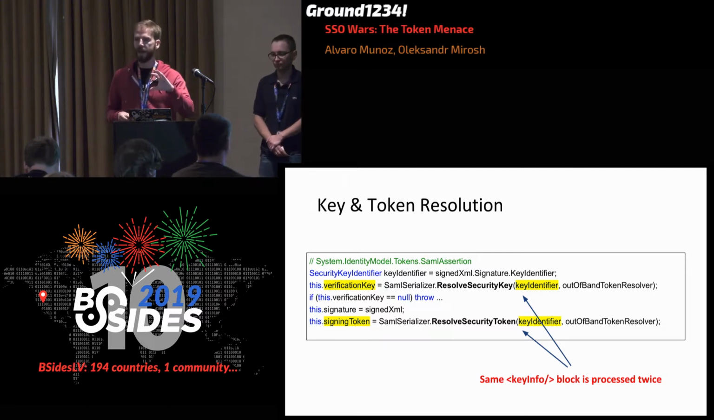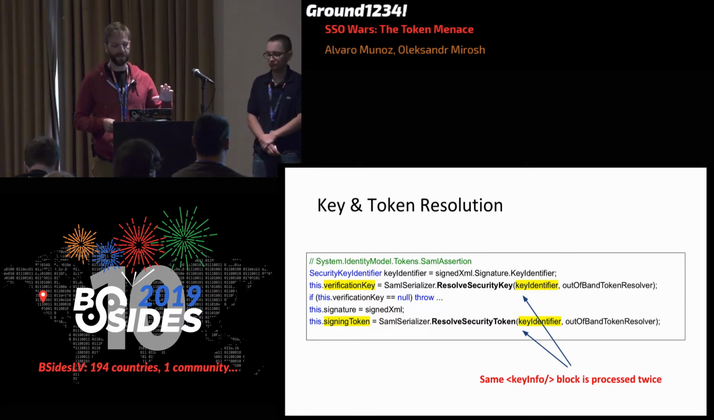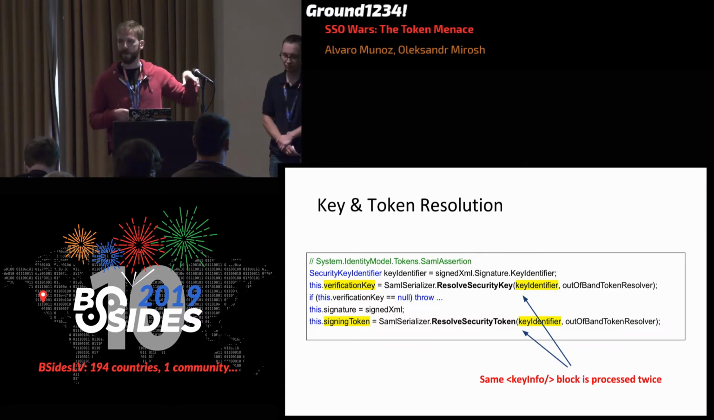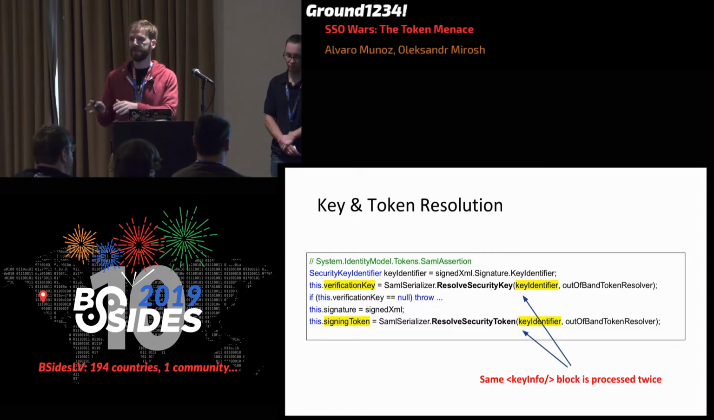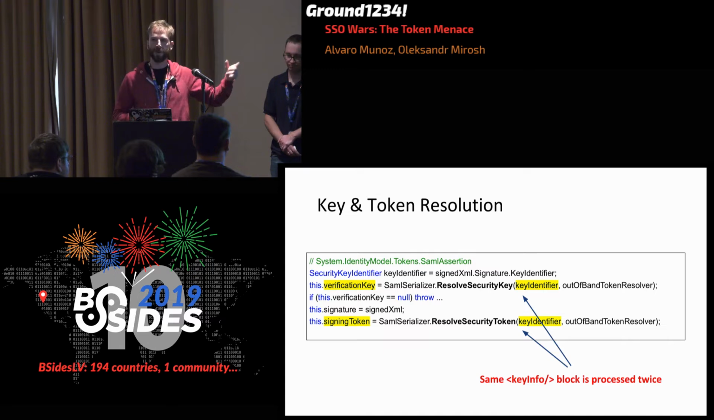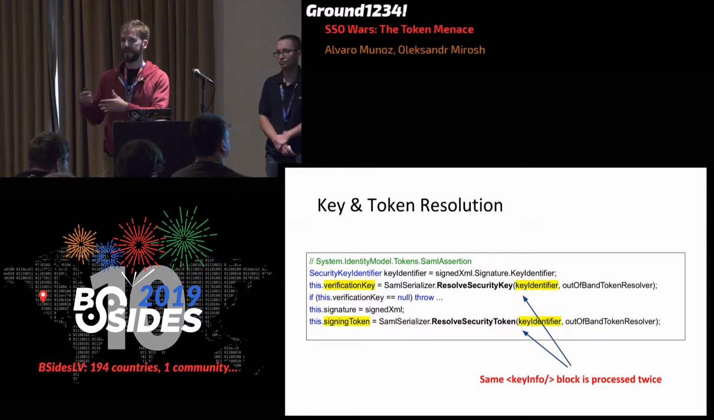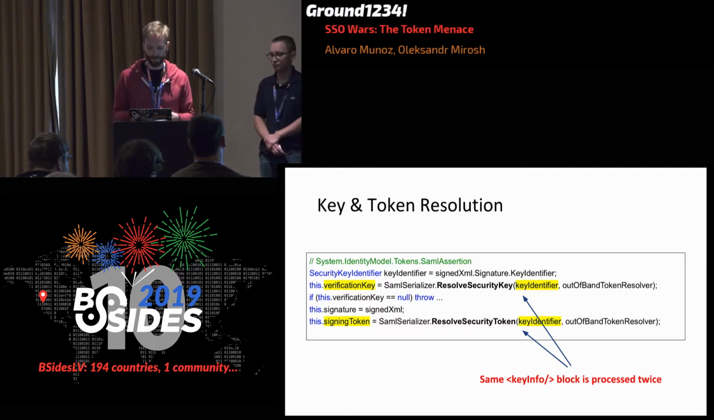As we can see, we have the two methods that Alex mentioned. The first one is resolve security key, which takes the whole key info section. So this key identifier variable is the whole key info section. The other method is resolve security token, which takes the same data, and this is user-controlled data. But both of them return different objects. The first one returns the verification key, which is used to verify the signature of the SAML token. The second one returns the signing token, which is used to verify that it was signed by the identity provider that the service trusts, not anyone.